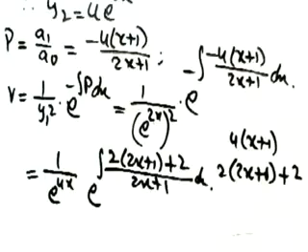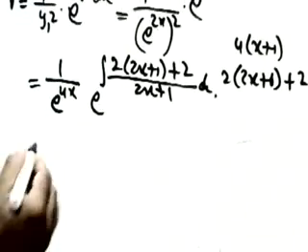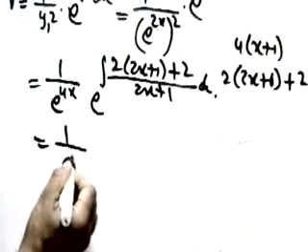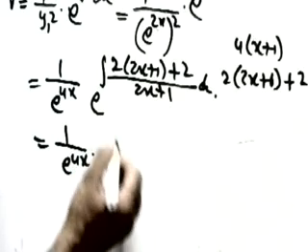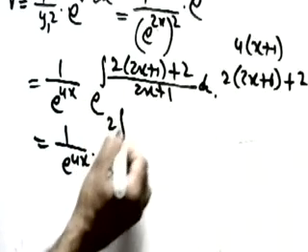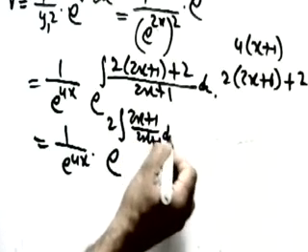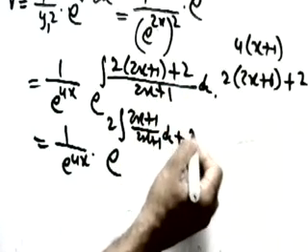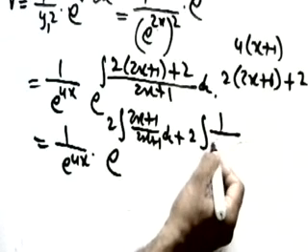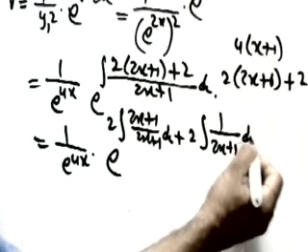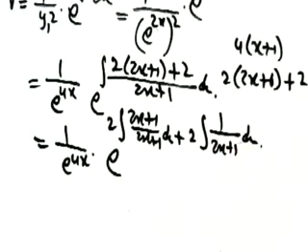Now you separate this 2. See here, equals 1 divided by e power 4x into e to the power of, if we take out 2 outside, integration of 2x plus 1 by 2x plus 1 dx, plus you also take out this 2, integration of 1 divided by 2x plus 1 dx.